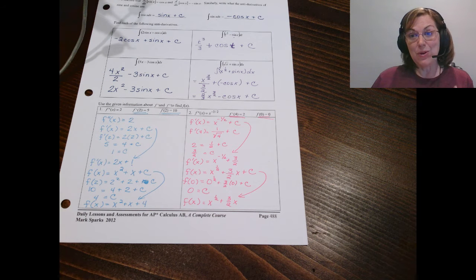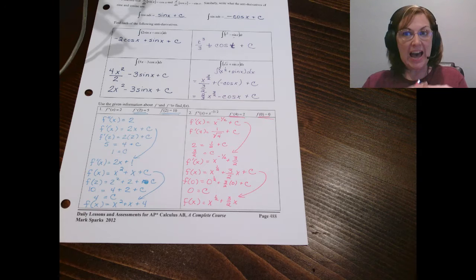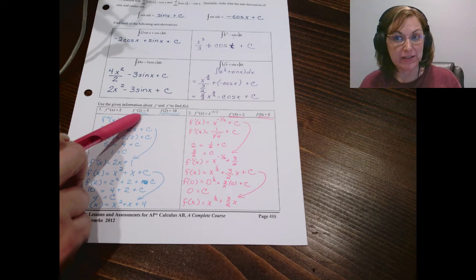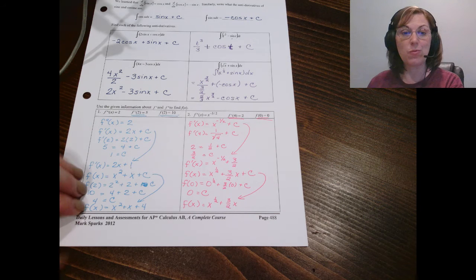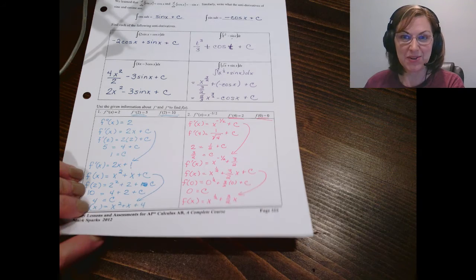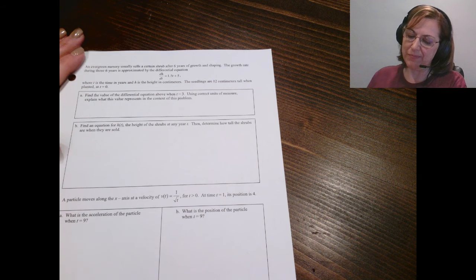So in order to figure out what c is, I have to be given what's called an initial value. We have to be told a value of a point. We can then plug it in. We can solve for c to determine what the value of c should be. All right, how are we doing with those antiderivatives so far? Holding your own with it? Good. All right, let's take a look then at a word problem.